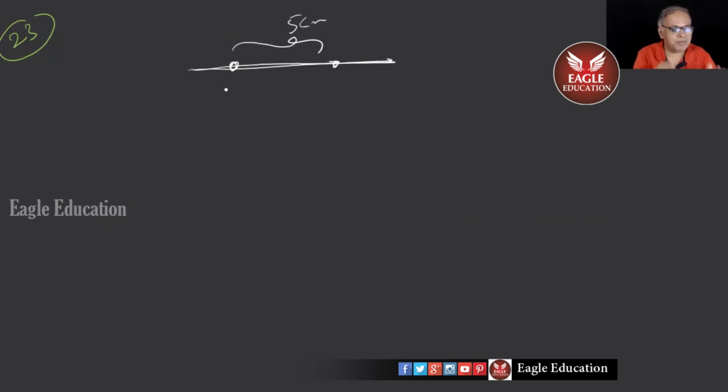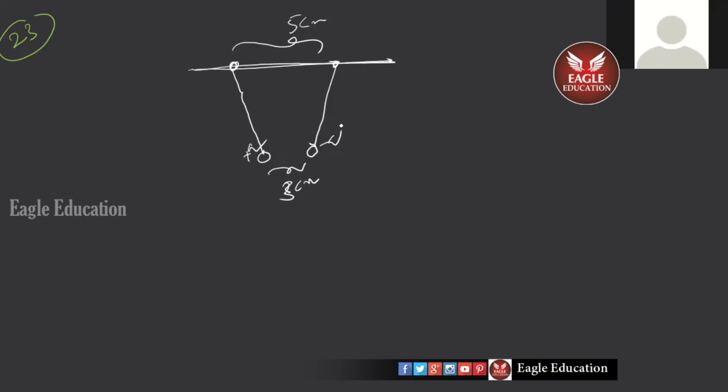Now, if the pith balls are rubbed against each other, one gets plus, the other gets minus. Do you agree? So they attract. Like this they will be. This distance is 5, this distance is how much? 3. One is plus, the other is minus. This is the figure. Do you follow? Yes, sir.